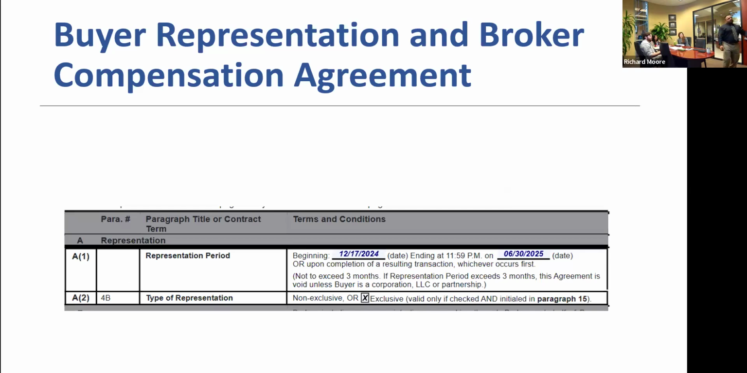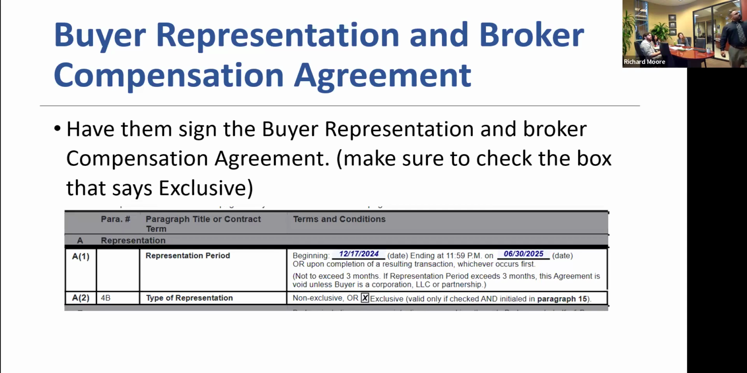And here's the buyer representation agreement. Make sure that when you write up the agreement, you have the beginning date and the ending date, and it cannot exceed 3 months. Then check the box that says exclusive. The reason you want to check the box that says exclusive is that when it's checked, if they buy through somebody else, you're still entitled to a commission.